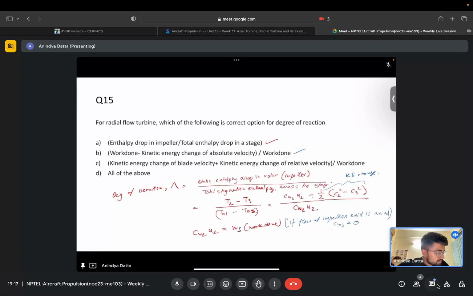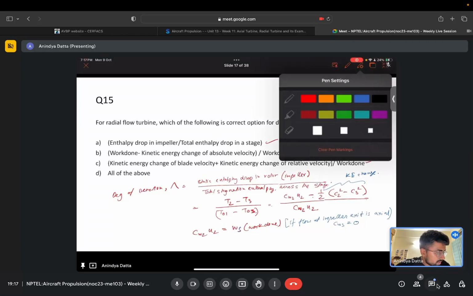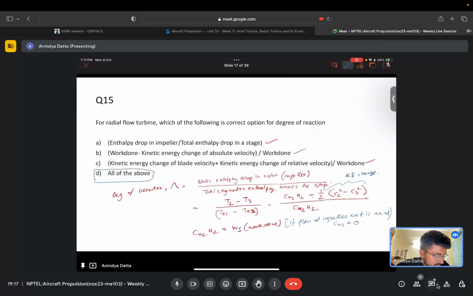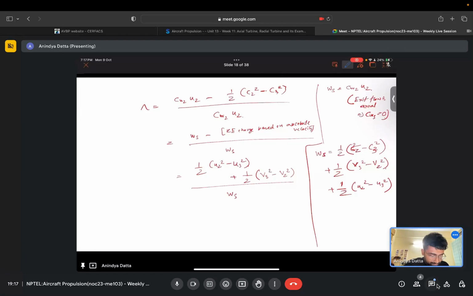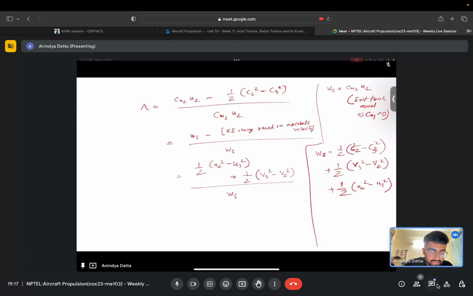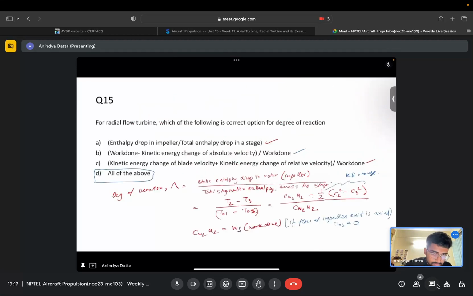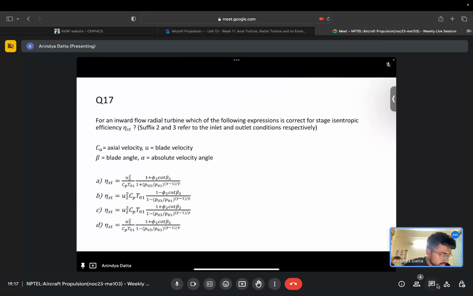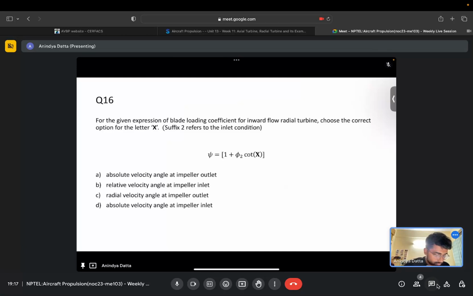Okay, so option C is also correct, which means that the correct answer for this will be option B, all of the above. All right, any questions or doubt in this? All right, let's not delay and let's move on.